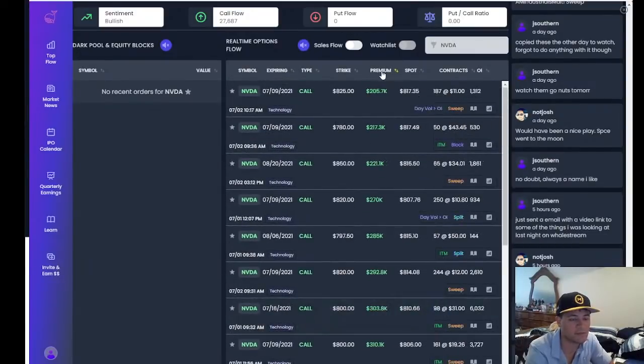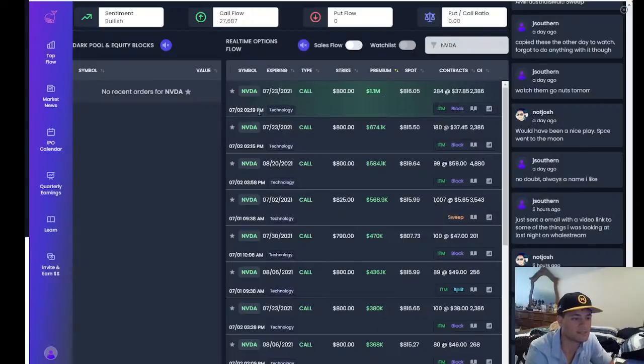Let's look at who spent the most money. At 2:19 p.m., 3 hours ago, somebody spent $1.1 million to buy at-the-money calls on NVIDIA. 284 contracts for $37,000 each. Expires next week. That can't be right. Oh, open interest. Yeah, they spent $3,785 per contract. The open interest is $2,386. And they did this in one shot. Look, that is a block trade. They didn't sweep that. They did it in one shot.